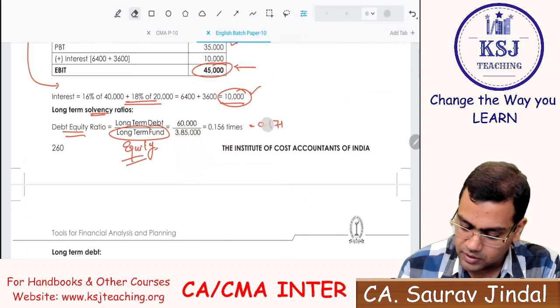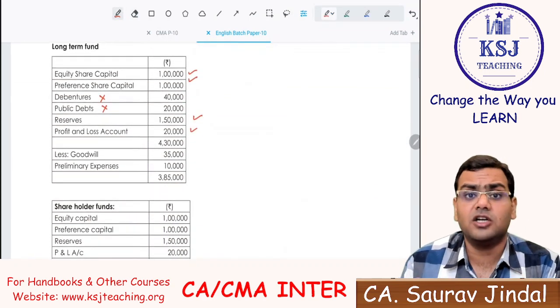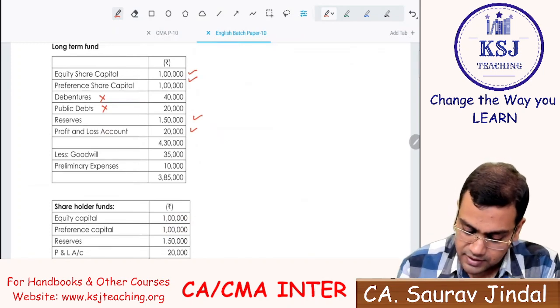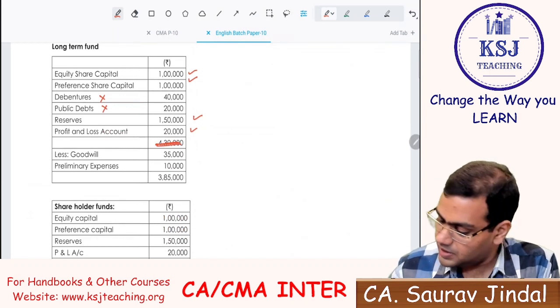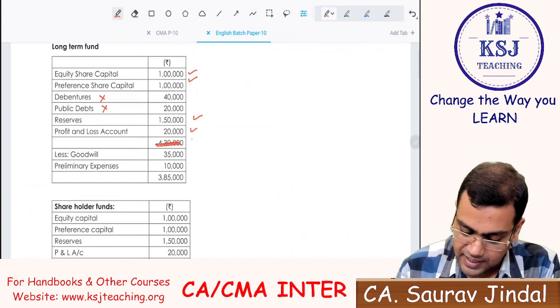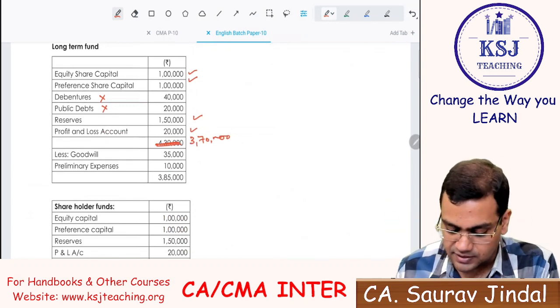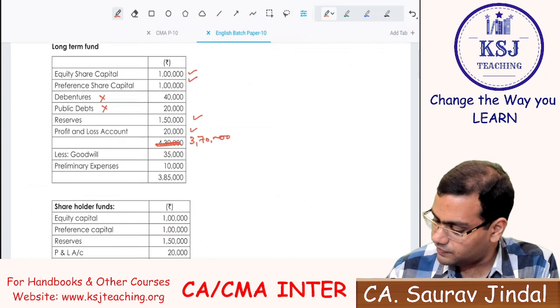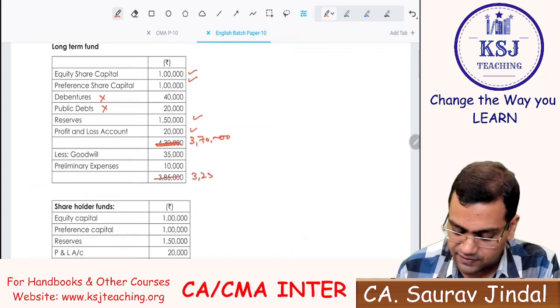I'm going to rub it out. Profit and loss is also nothing but the reserves only, sir. So this is not done. It should be 1 lakh plus 1 lakh plus reserves of 1,50,000 plus 20,000. It should be 3,70,000 minus goodwill and preliminary expenses. That is absolutely fine, sir. Minus 45,000, I have already told that. So it should be 3,25,000.